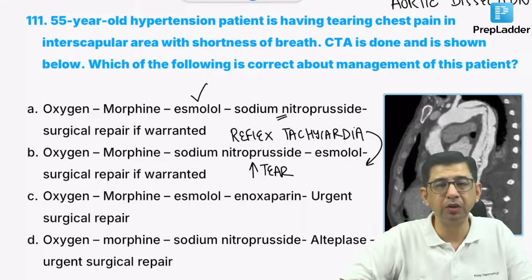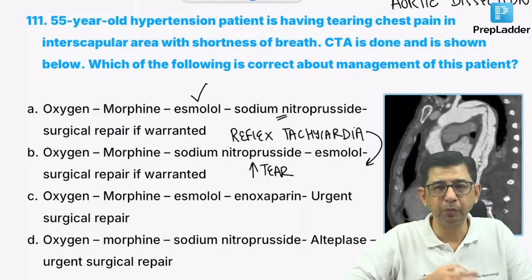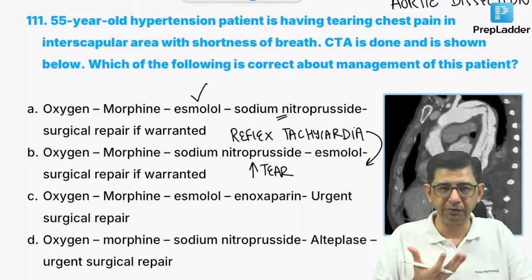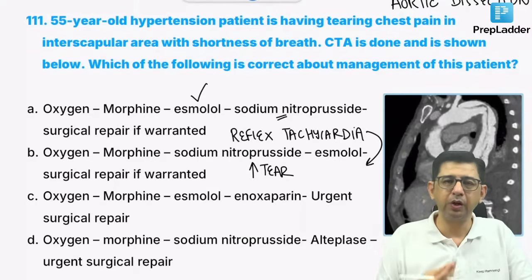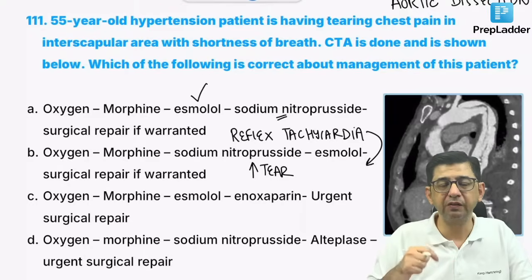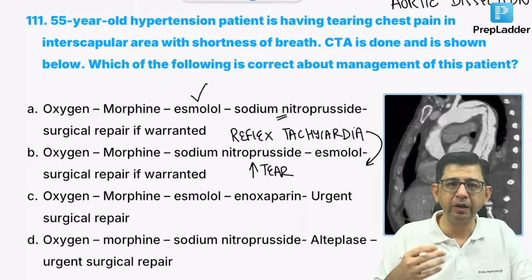So what we need to do in this patient is that first we should put the brakes. The bottom line is, because of the chest pain, sympathomimetic stimulation will occur. Because of the sympathomimetic stimulation, the heart will start beating faster, faster, faster, and once it beats much faster, it will increase the amount of tear.